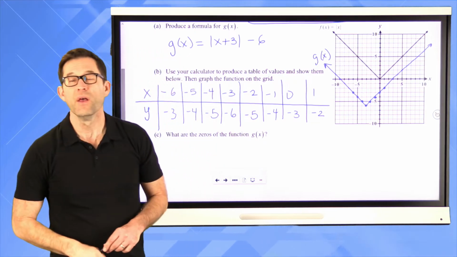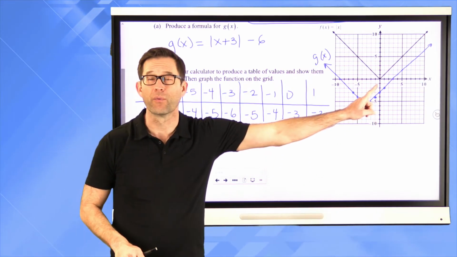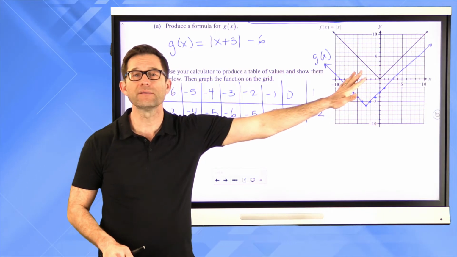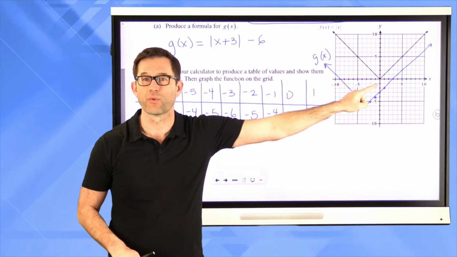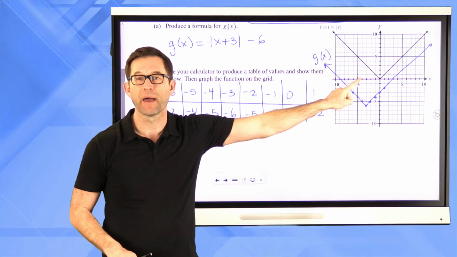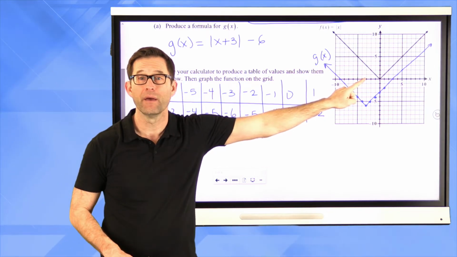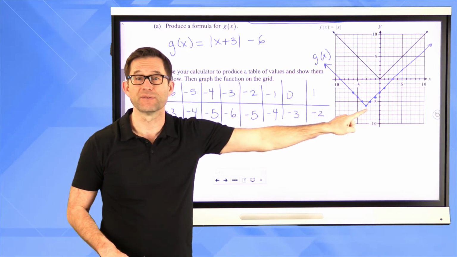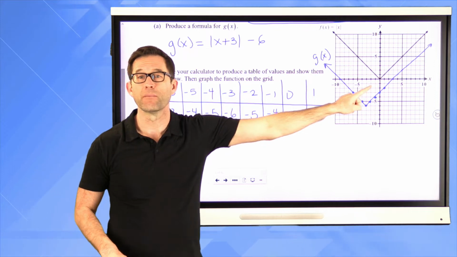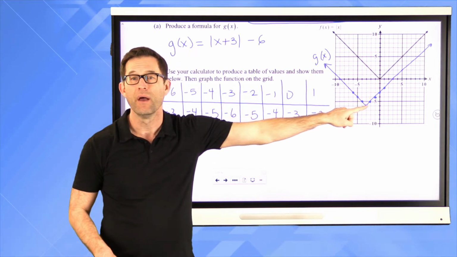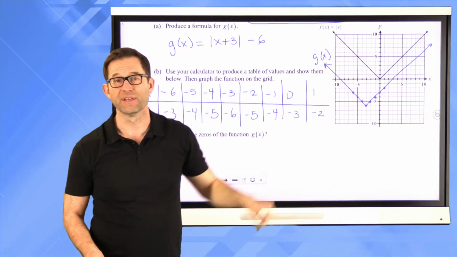Fantastic, right? What I've seen definitively is that I easily just combine the two shifts. The x plus 3 shifts my absolute value graph to the left 3. That -6 shifts it down 6 units. So suddenly my turning point, instead of being at 0, 0, is at -3, -6.